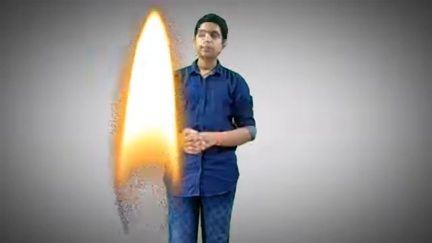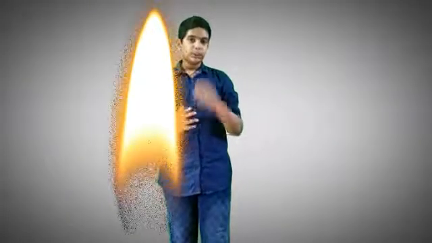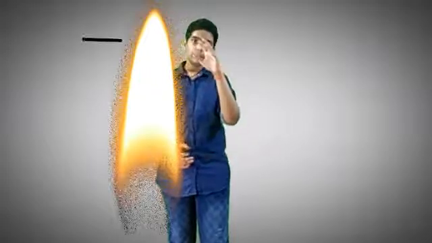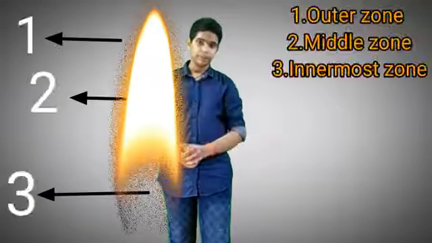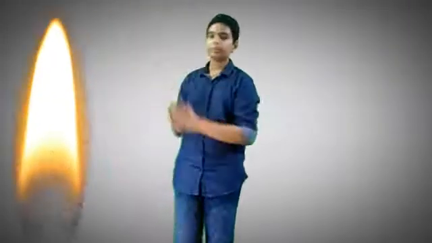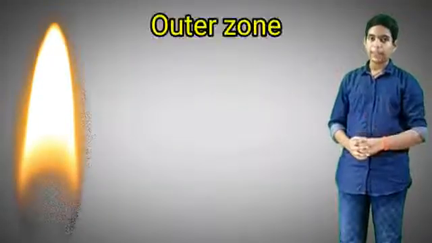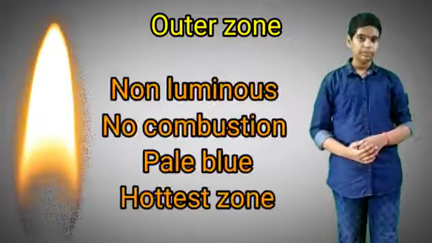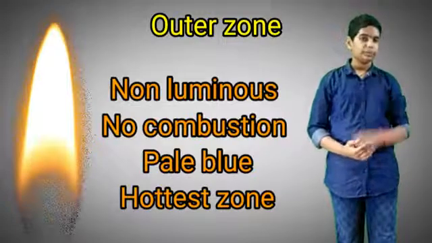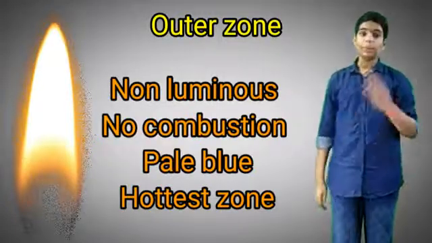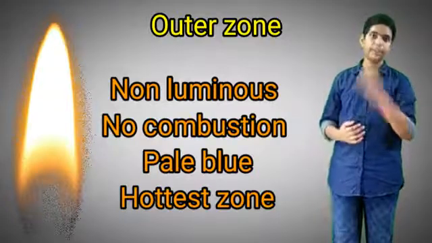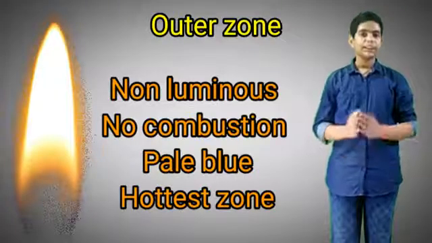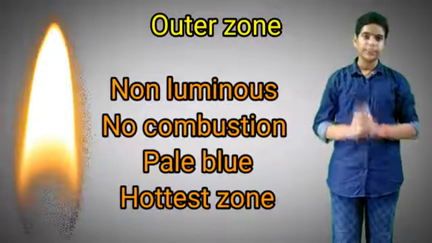So now let us understand about the candle flame. Here's the candle flame. Let me make it an enlarged view. There are mainly three zones in a candle flame: the outer zone, the middle zone and the innermost zone. Let me place the candle flame here. First, let us understand about the outer zone. The outer zone is also known as the non-luminous zone and is pale blue in color. It is also known as the zone of complete combustion because it is in direct contact with air or oxygen. It is the hottest zone of the candle flame and doesn't leave any residue.